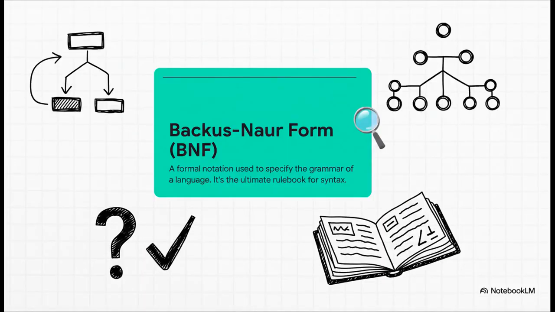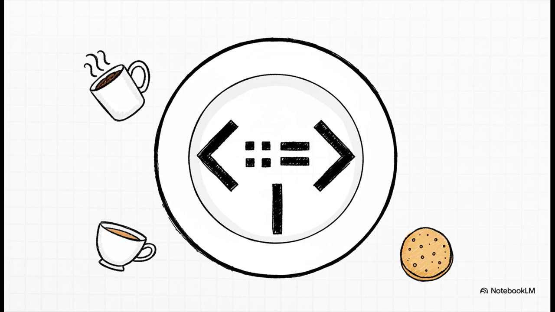And of course, that's exactly what computer science legends John Backus and Peter Naur came up with. It's called Backus-Naur Form, or just BNF for short. You can think of it as the ultimate master rulebook for a language's grammar, written with such precision that a machine can understand it perfectly. No fuzzy interpretations allowed. And what's really cool is we can use this powerful tool for more than just code.